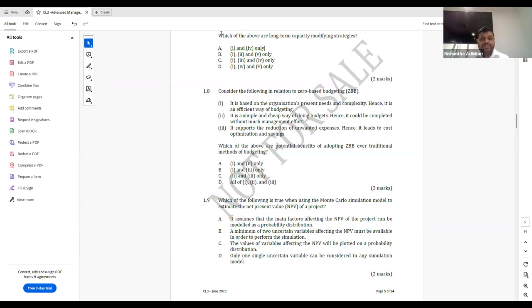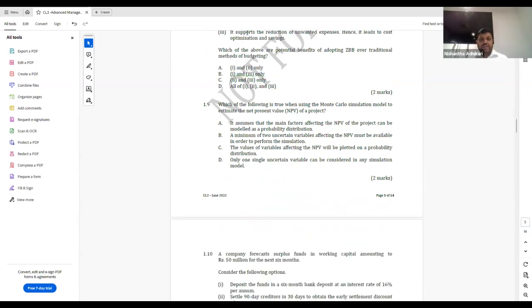Right? Then number three, it supports the reduction of unwanted expenses, yes, and hence leads to cost optimization and savings. Right, that is correct. Therefore, one and three, correct. Therefore, answer should be B. Answer should be B. That is for 1.8. Right, okay.